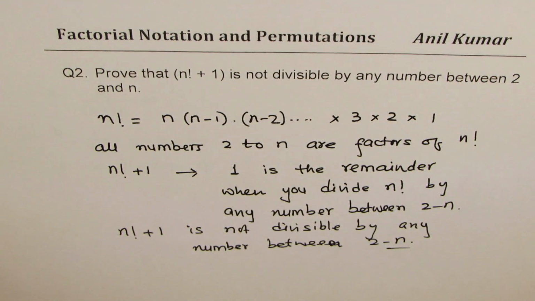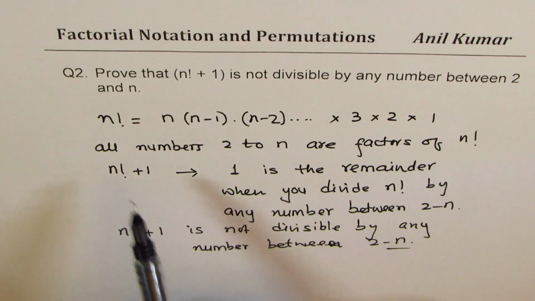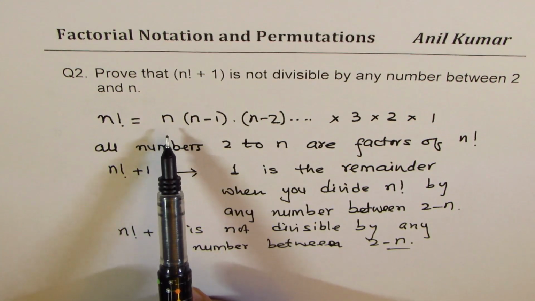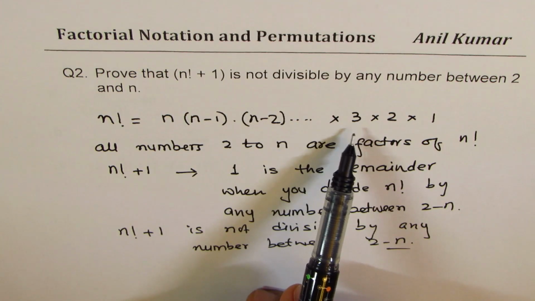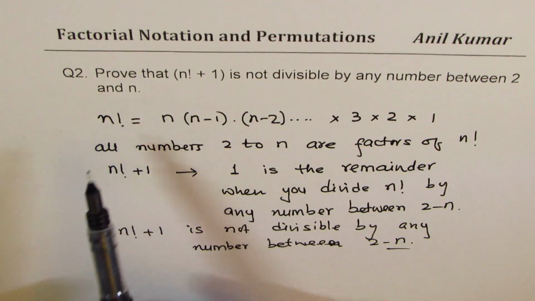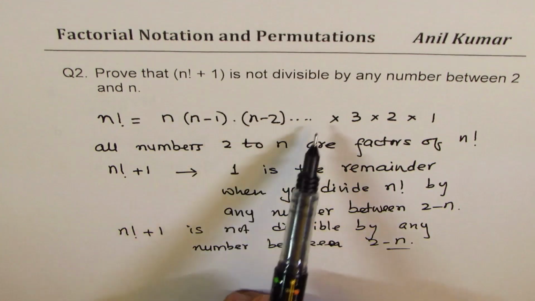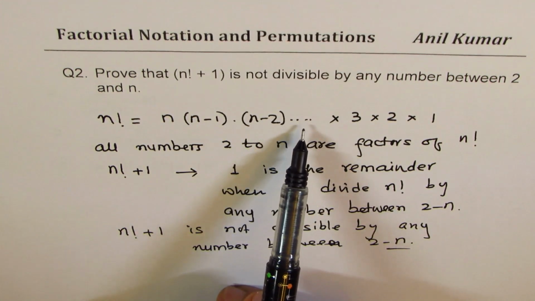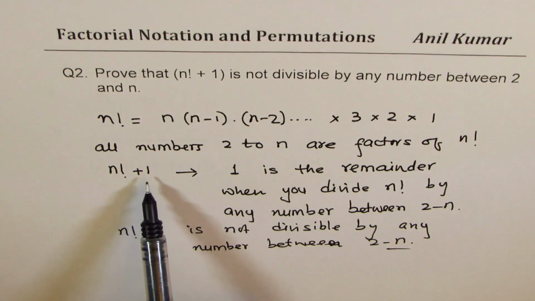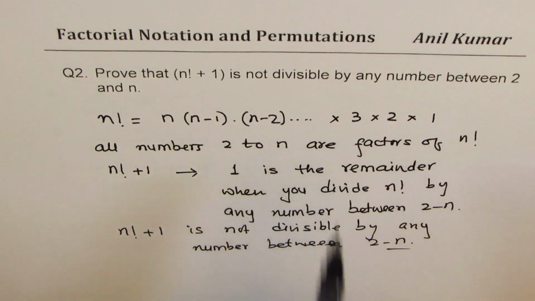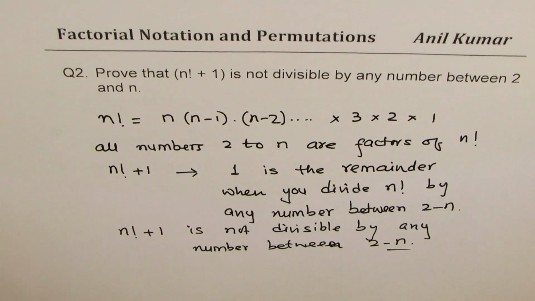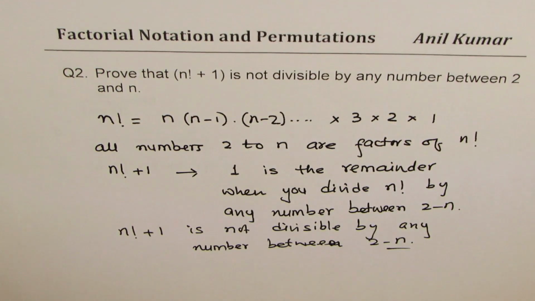So try to get the concept. The concept is that n factorial is the product of n times n minus 1 times n minus 2 and so on. So all these numbers are factors. If you divide n factorial by any of these numbers, the remainder is 0. However, if I add 1, the remainder is 1. So that number cannot be divided by any of these numbers. That is how we are going to prove it. I hope you find it very interesting. Let's move on.